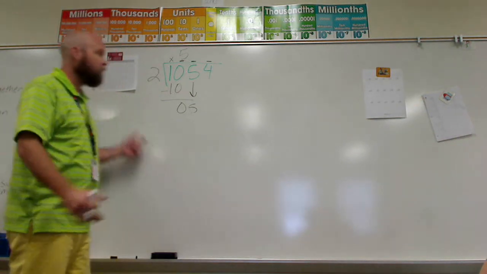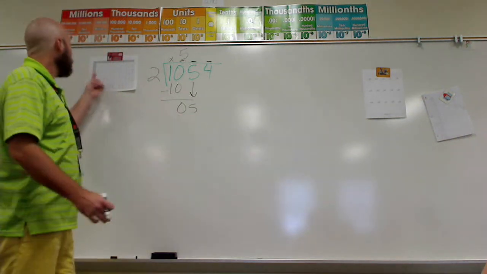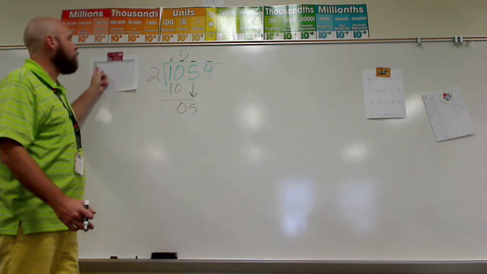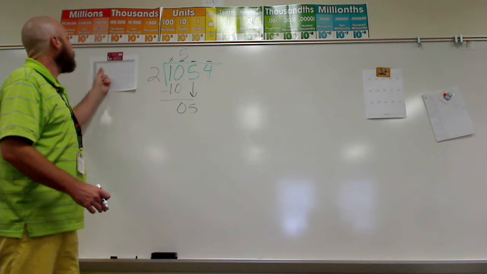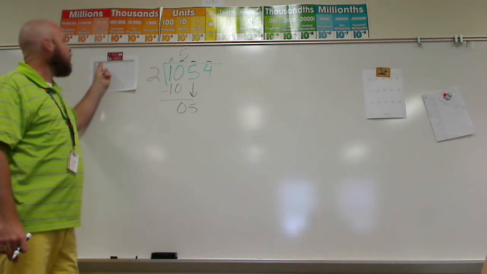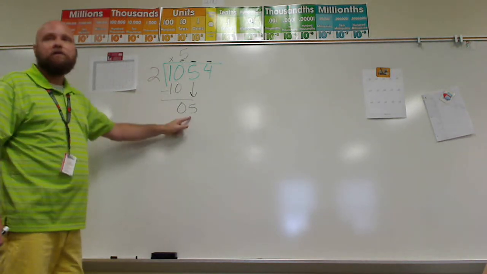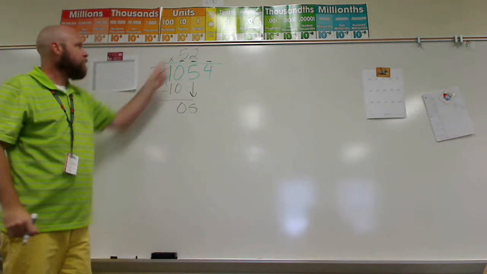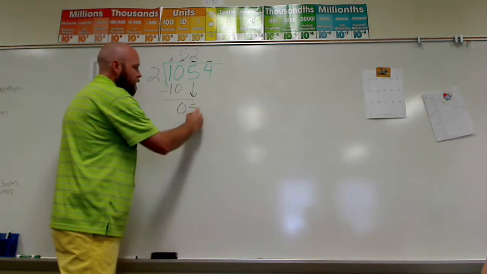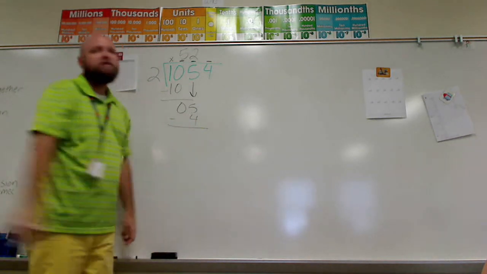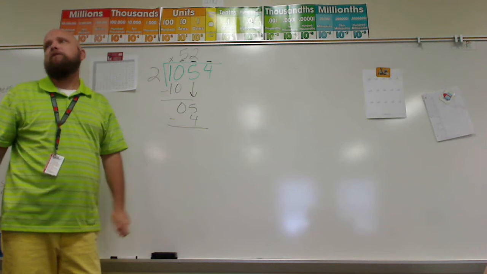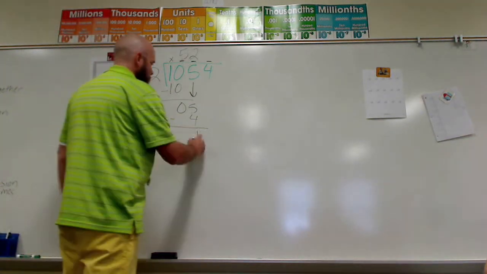That would be awesome. So now I go over to my 2 row. I go until I find the number closest to 5 without going over, and that's 4. I go straight up, and I see that 2 goes into 5 twice. 2 times 2 is 4. I put that down here, and I subtract. 5 subtract 4 gives me a difference of 1.